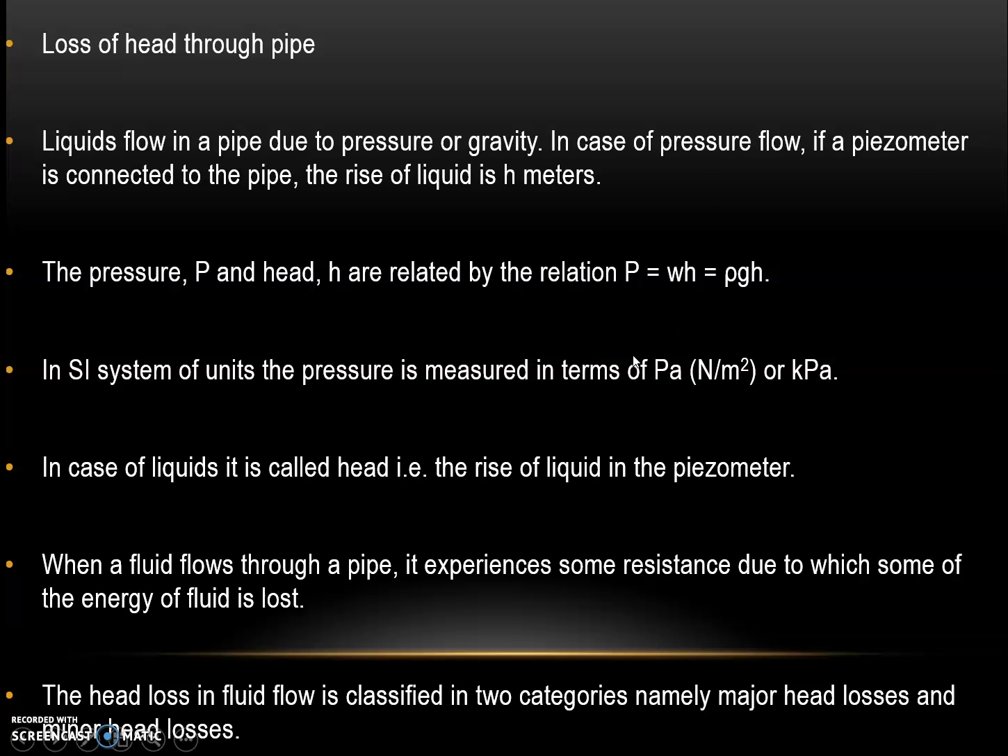The unit of pressure is Newton per square meter or 1 Pascal, or even it can be kPa, that is 10 raised to 3 Pascal. In case of liquids, it is called head, that is the rise of liquid in piezometer. When a fluid flows through a pipe, it experiences some resistance due to which some of the energy of fluid is lost. The head loss in fluid flow is classified into two categories, that is major head loss and minor head loss.